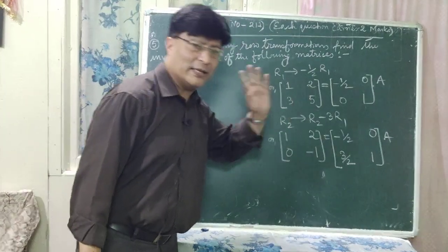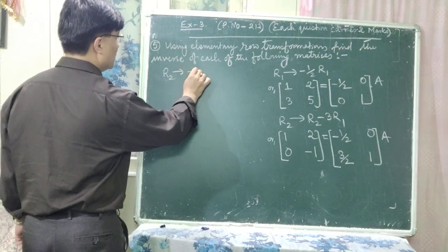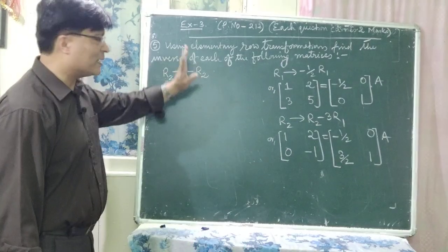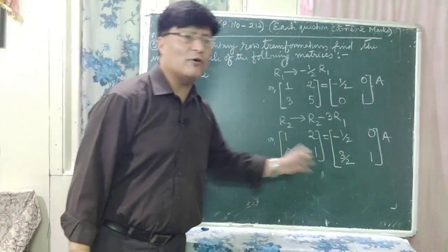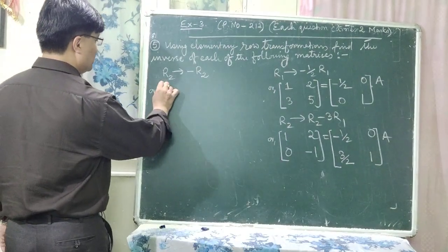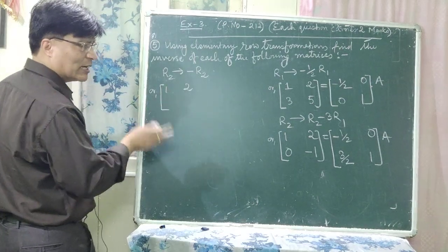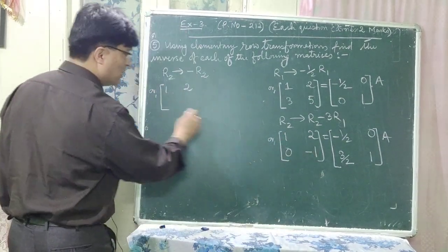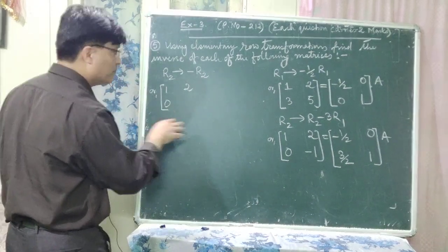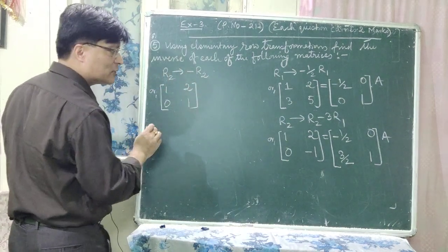So you should make it 1. So let us write R2 is equal to minus R2. That means all the elements of row 2 are multiplied by minus sign. Right? Now this first row remains the same, 1, 2. Now the second row is changing. How does it change? You have to multiply by minus sign here. Minus into 0, minus 0 is always 0. So minus into minus is plus 1. Right? Is that understood now?